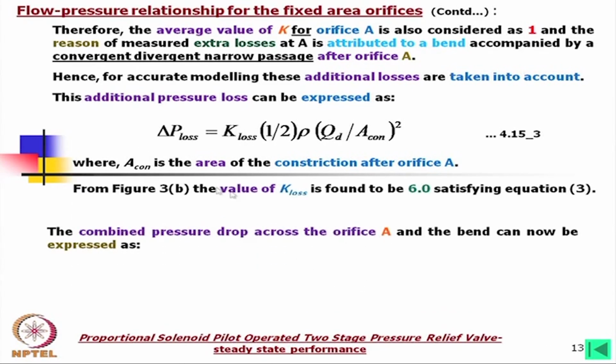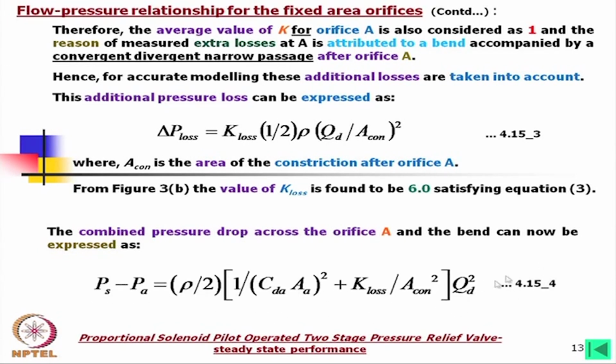K loss I have already shown, and we can take this value 6, and the combined pressure drop across the orifice A and the bend can now be expressed with these equations. So, we can use these equations for the estimation of the pressure drop. Now, as I told, this we measured in that way, but manufacturers probably can have better dimensions. So, maybe this formula can be further modified to have these results.